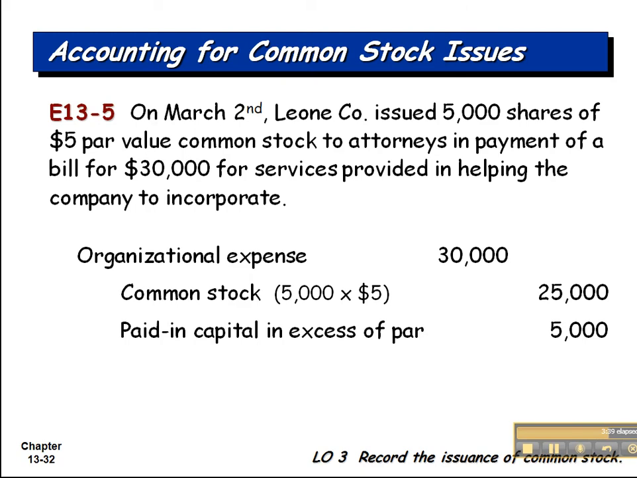So that's going to be 5,000 times 5 equals 25,000. And again, that difference is going to be paid in capital in excess of par, and that's always going to be a plug-in number. Plug-in meaning you need to get these two first before you get that.